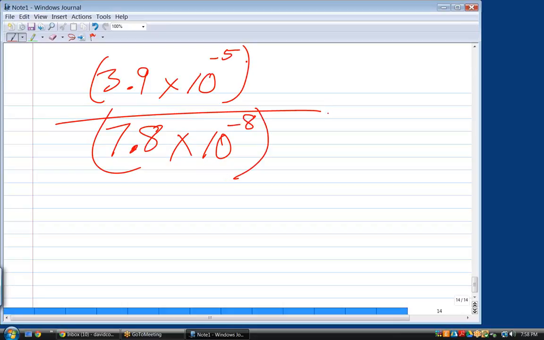Okay, handle the numbers first. What's 3.9 divided by 7.8? You should have a calculator in front of you when we have a session. Okay, sorry about that. That's all right. I mean, it'd be nice if you could do that in your head, but if you can't, you need to have a calculator handy.